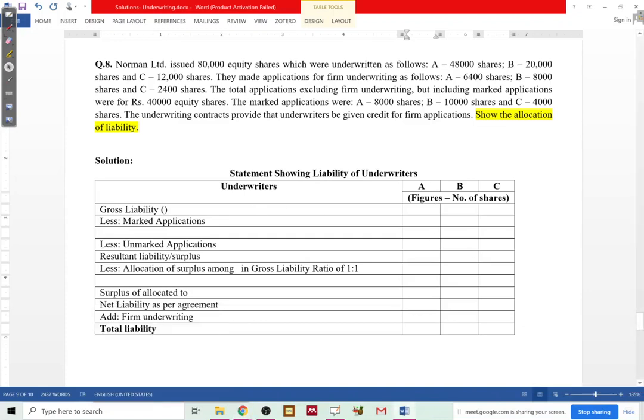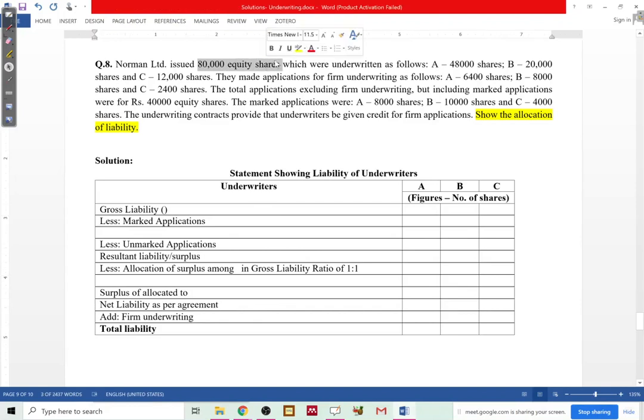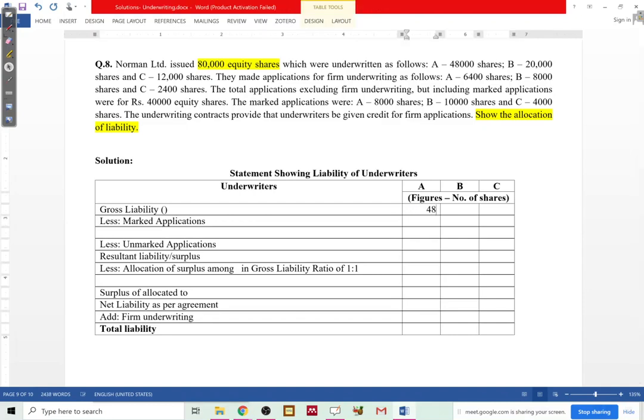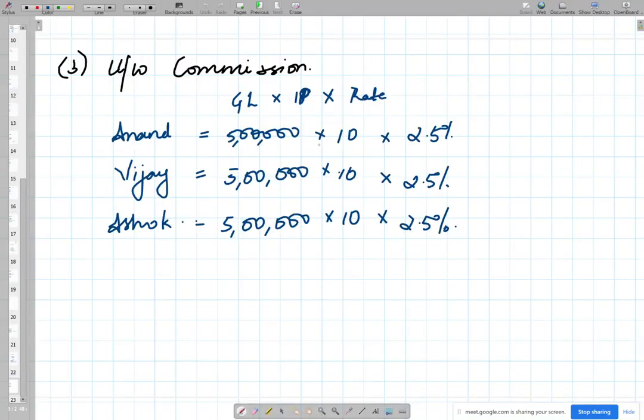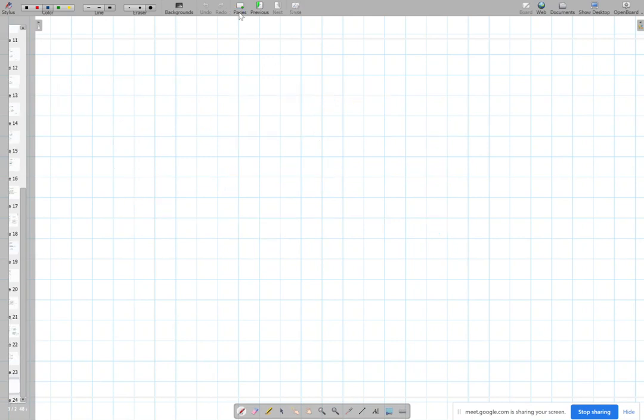Okay. In problem 8, we have Norman Limited. This company has issued 80,000 equity shares, and the shares were underwritten as follows. This is how much each underwriter agreed to take: 48,000, 20,000, 12,000. Fine. So, this will be their gross liability. This is what was agreed to be taken. Now break down that gross liability into a proper ratio, and let's see how much we get.